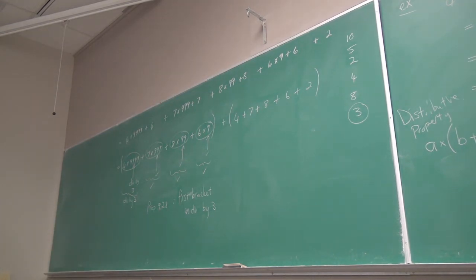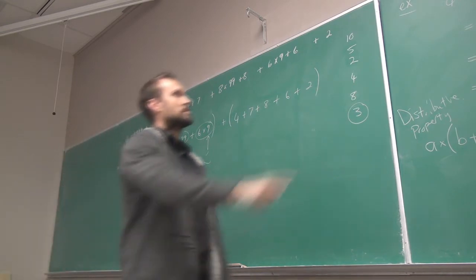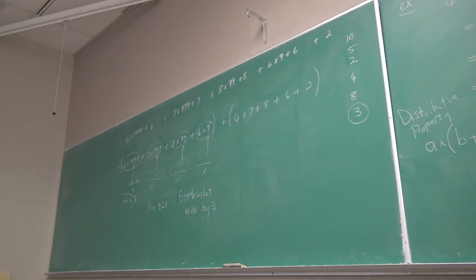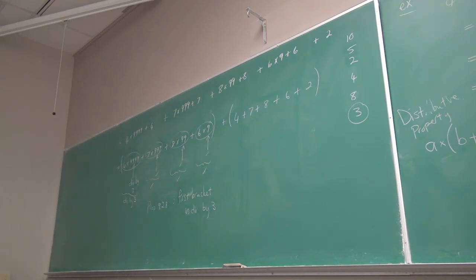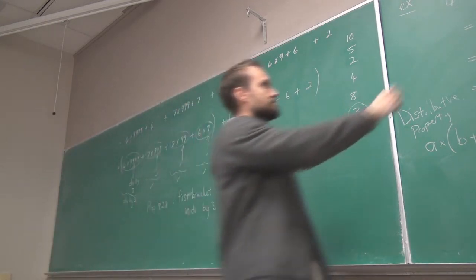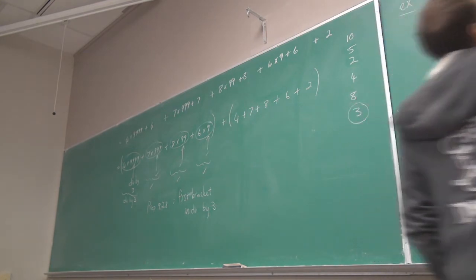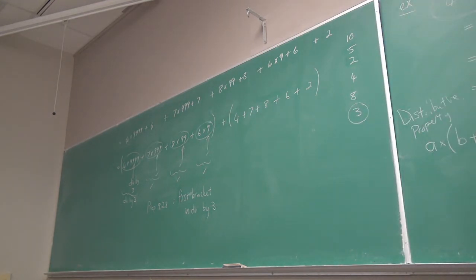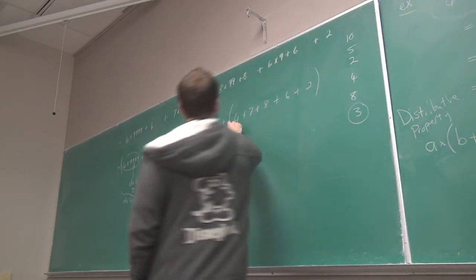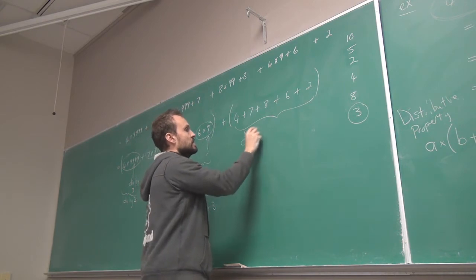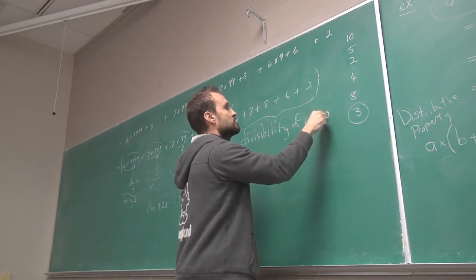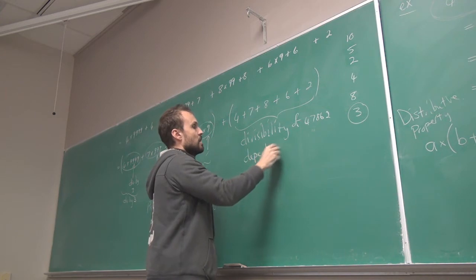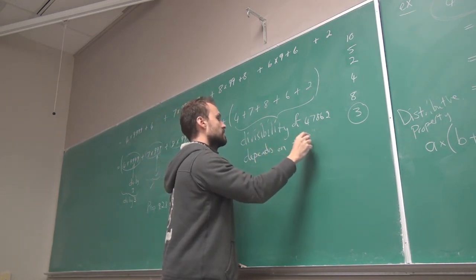So now what does that mean? I've essentially broken up the original number into something plus something else. The first part is divisible by 3. So then again, like before, the divisibility of the original number depends on the divisibility of that second part. I haven't checked yet. So let's say over here, divisibility of 4, 7, 8, 6, 2 depends on only this bracket.